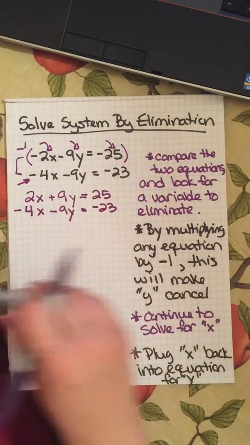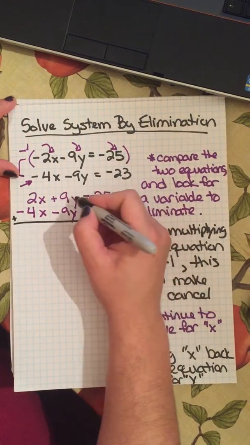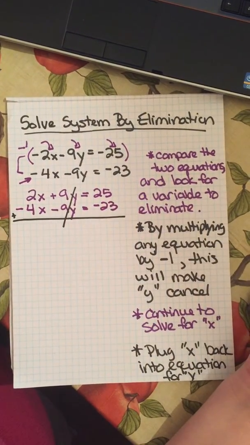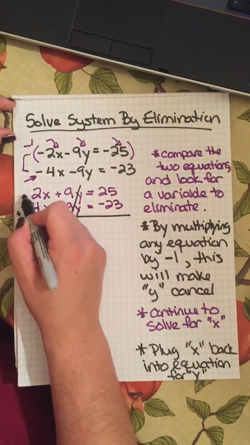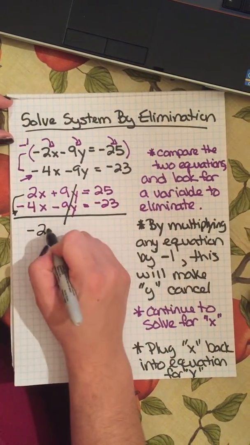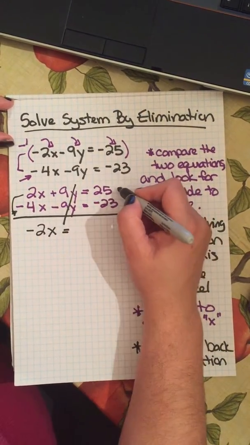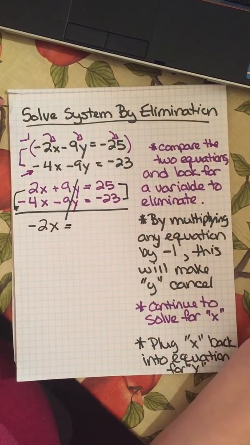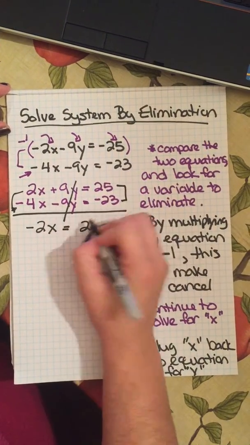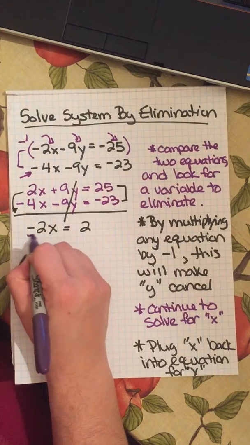Now that we've changed the first equation, we can see that by adding these two equations together, the y terms are going to eliminate themselves. Next, I'm going to add the x terms together, but in reality, I'm subtracting because the signs are different. So I get a negative 2x equals 25 and 23 also have different signs, so I'm going to subtract and get 2.